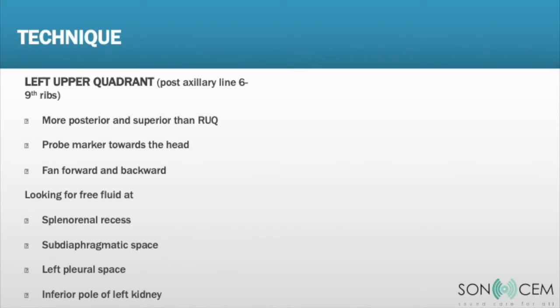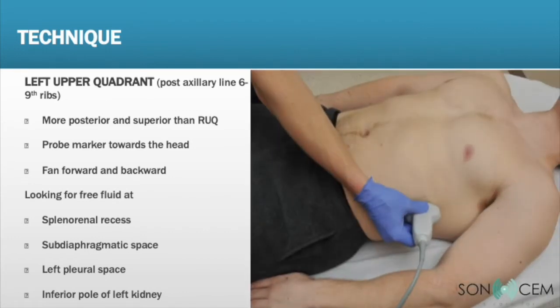For the left upper quadrant view, we use the spleen as the sonographic window. The probe should be placed at the posterior axillary line in between the 6th to 9th rib with the probe marker towards the patient's head. We are looking for free fluid at the splenorenal recess, the subdiaphragmatic space, the left pleural space, and also at the inferior pole of the left kidney.